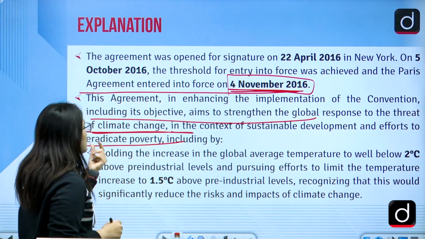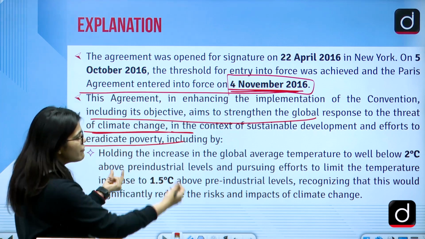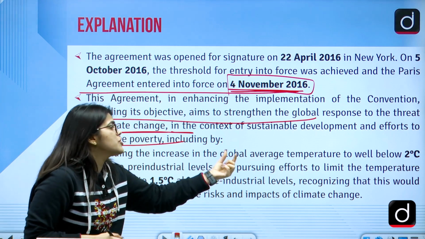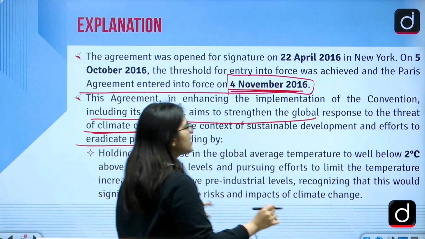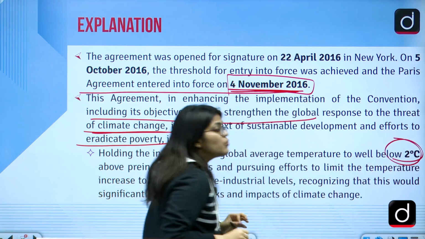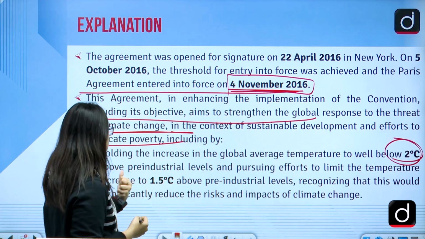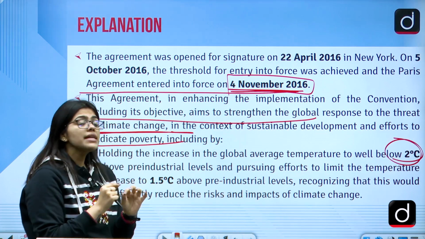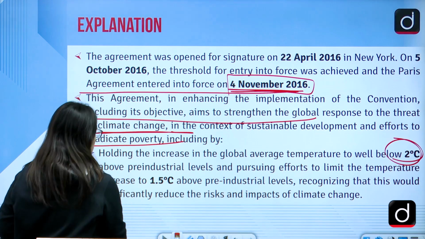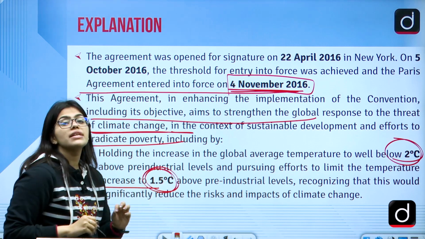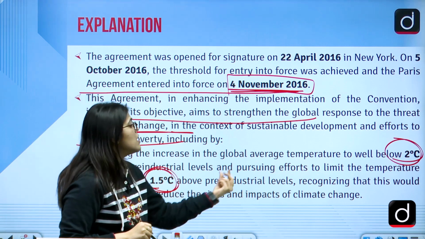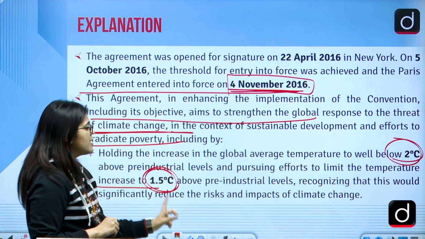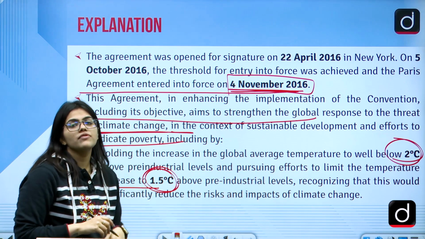What will they do? They will be doing the following things: holding the increase in the global average temperature to well below 2 degrees Celsius above pre-industrial levels, and pursuing efforts to limit the temperature increase to 1.5 degrees Celsius above the pre-industrial levels, recognizing that this would significantly reduce the risks and the impact of climate change.